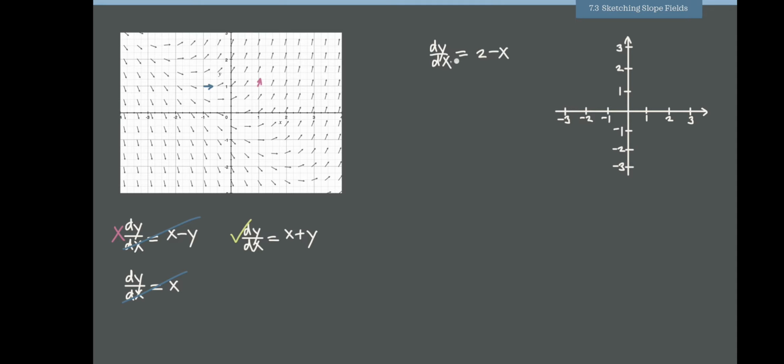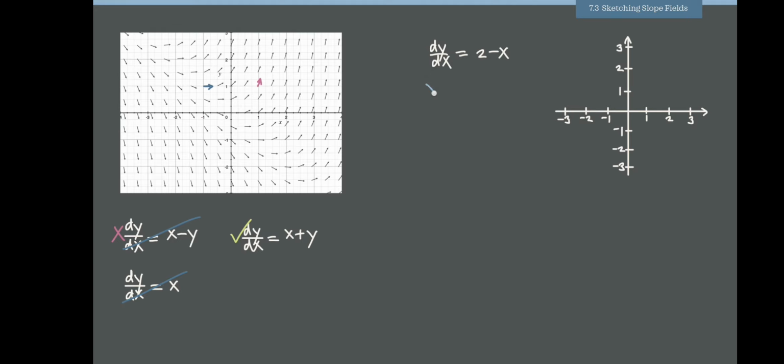Notice here that our differential equation is given only in terms of x. We have 2 minus x. There's no y involved in this equation at all, which means that the slope of our little arrow is only going to depend on the value of x. So here's what that looks like.